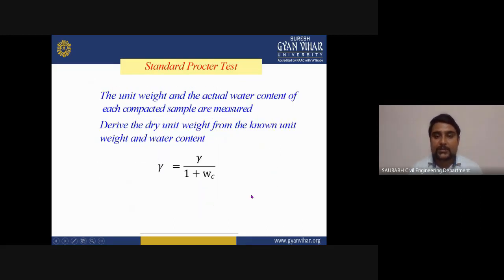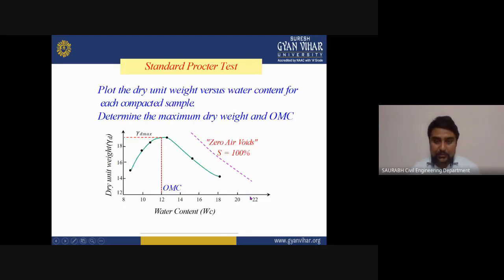The unit weight and actual water content of each compacted sample are measured, and the dry unit weight is derived from the known unit weight and water content, which will be equal to gamma over 1 plus WC. And this is the formula which we have to use during the compaction test. These formulas are very important, which you have to remember always for doing this test. Without the help of this formula, you cannot even perform this test. That's why you need to remember this formula.